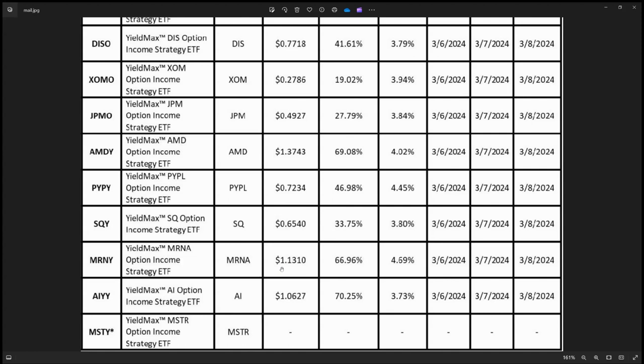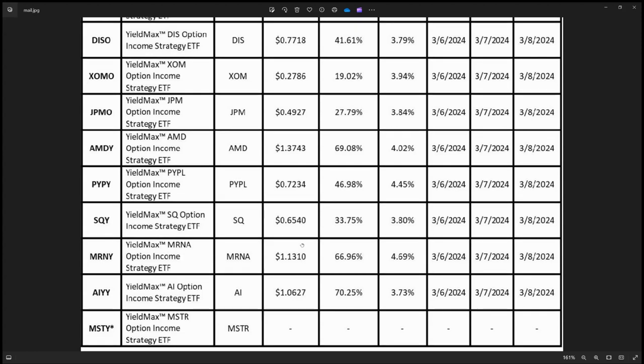Murney, $1.13. Wow, look at that. That's pretty impressive. 66.96%. AIYY, $1.06. We know that AI had good earnings, and it looks like that has shown up in the monthly distribution for $1.06 and 70%.